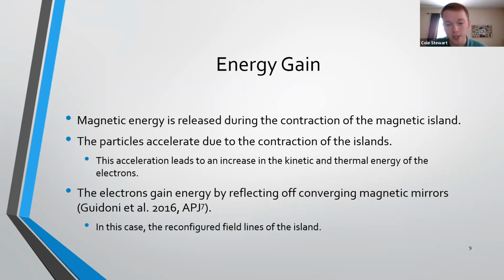The particles accelerate due to the contraction of the islands. This acceleration leads to an increase in kinetic and thermal energy of the electrons. Here, the electrons gain energy by reflecting off the reconfigured field lines of the island, which behave as converging magnetic mirrors.